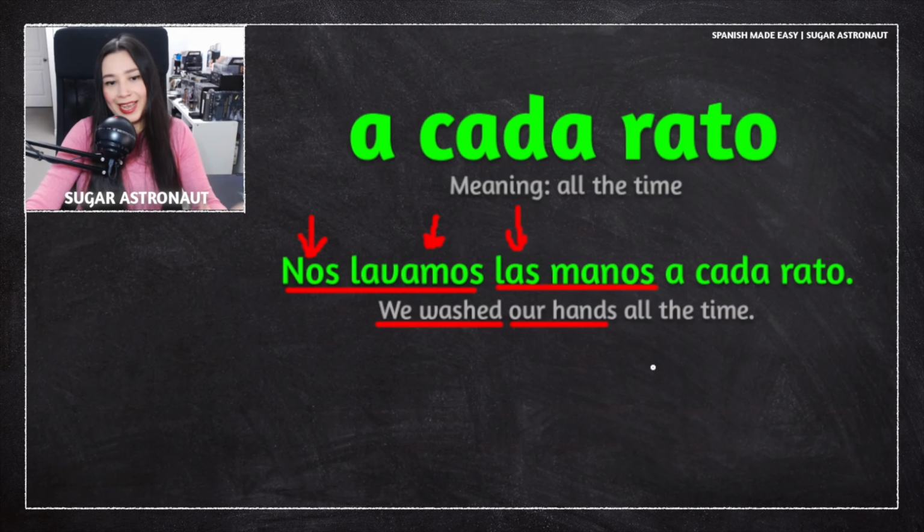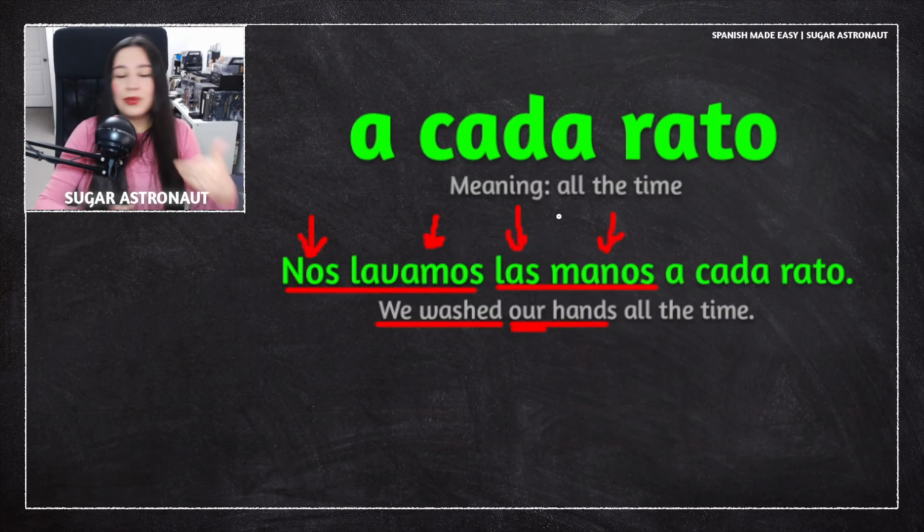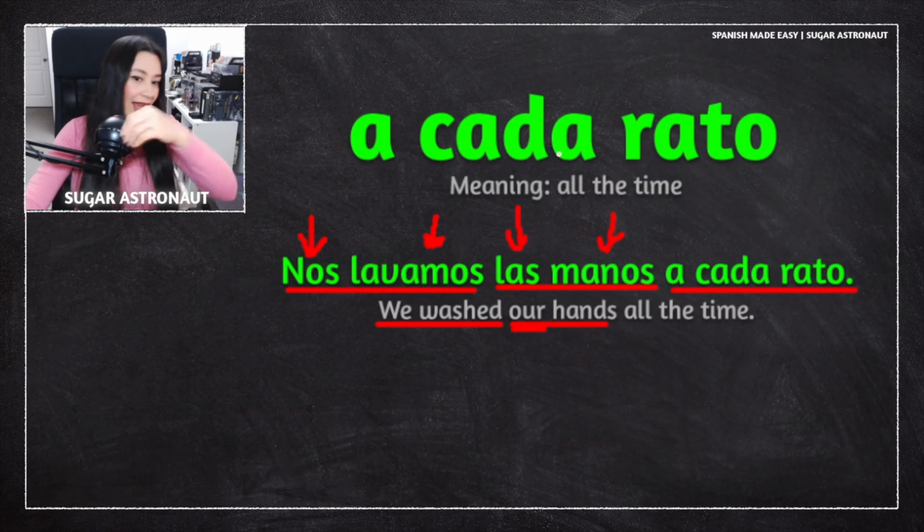You can say nos lavamos nuestras manos. Our in Spanish is nuestras in this situation because we're talking about manos, las manos, nuestras manos, okay? But if you don't want to complicate yourself, you can say las manos. Nos lavamos las manos. We washed our hands. And then we have the sentence that we're learning, a cada rato. That means all the time.